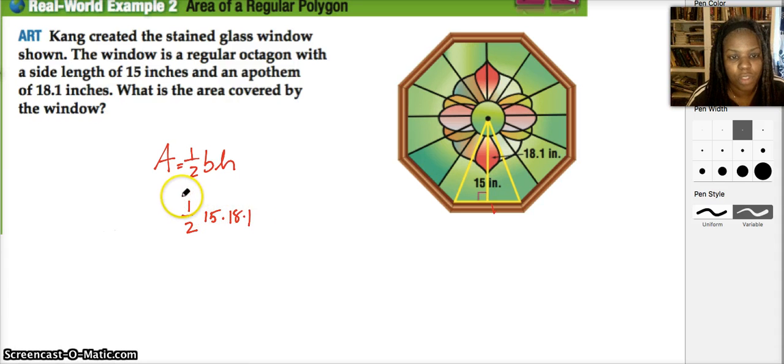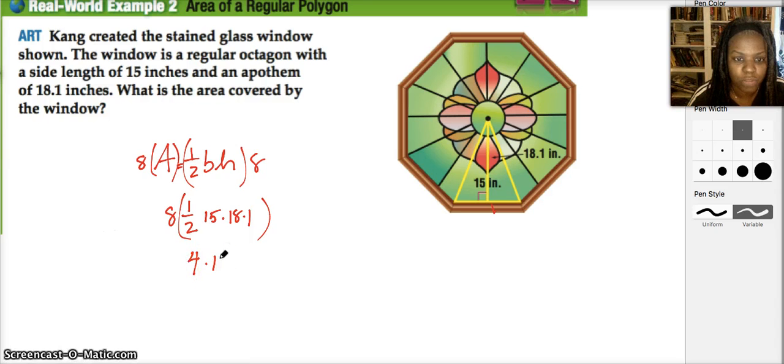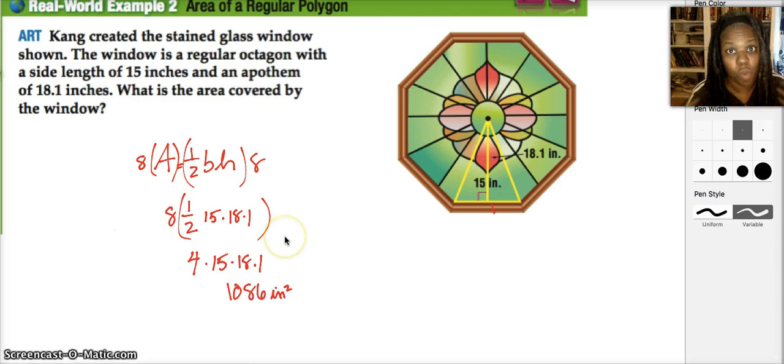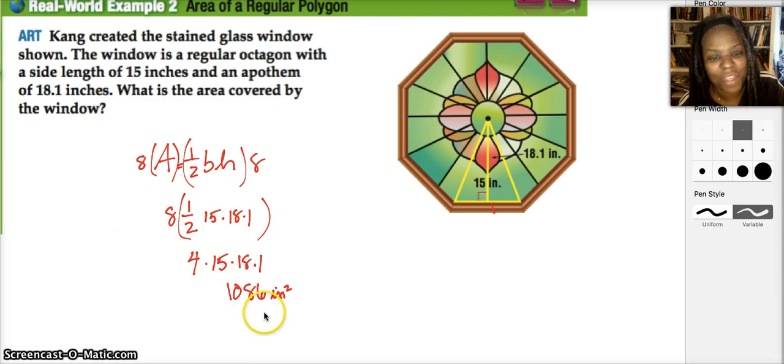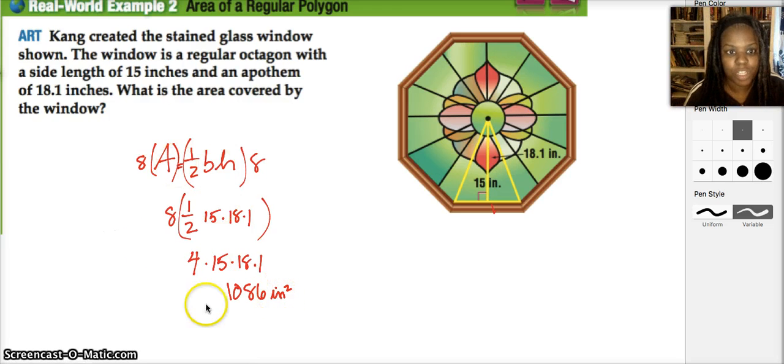And then I know that I'm going to multiply my answer ultimately by 8 because I need to do 8 times the area of the triangle. So I'm going to have to multiply my answer by 8. And that really becomes 4. So we get 4 times 15 times 18.1. And with the magic of calculators, voila, we have 1,086 inches squared. Make sense? So we just did that.